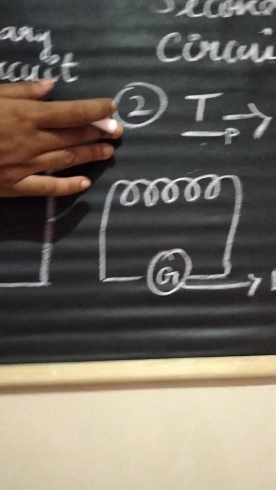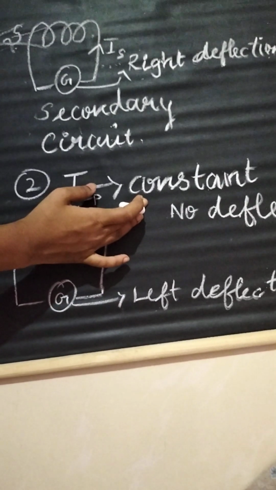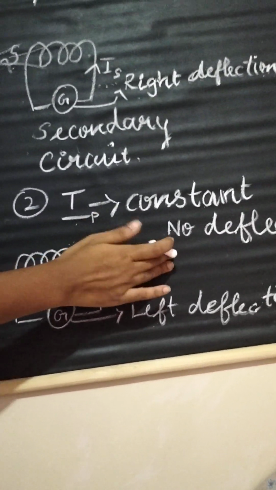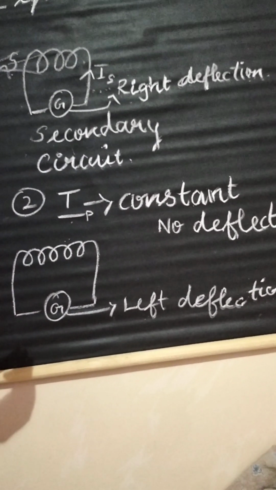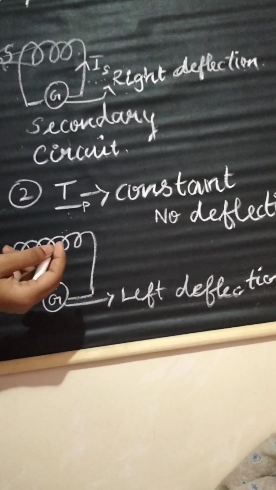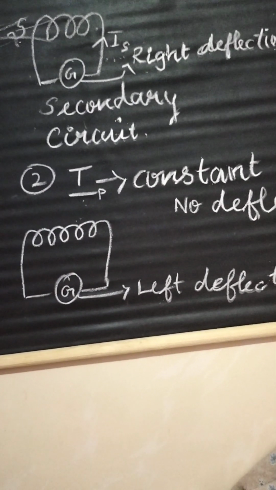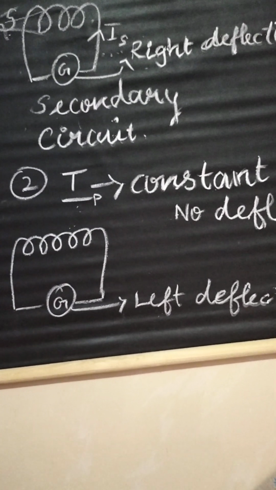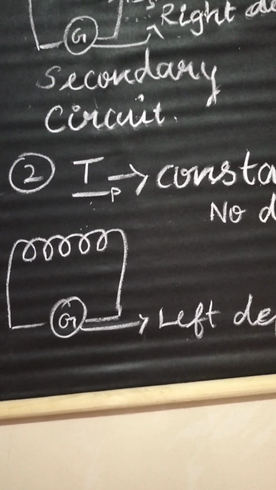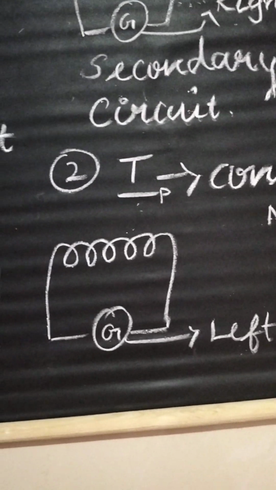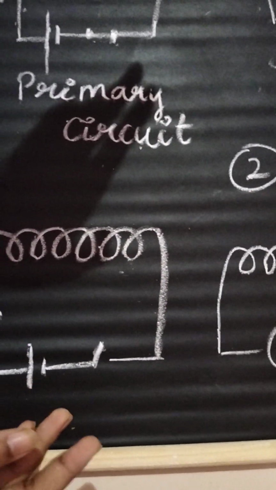Second, when the current becomes constant, there is no deflection. This means when the increased current goes at a constant value, it makes a steady magnetic field. When the current is constant, the magnetic field produced is also constant. This means a steady current produces a steady magnetic field, and there will be no deflection.